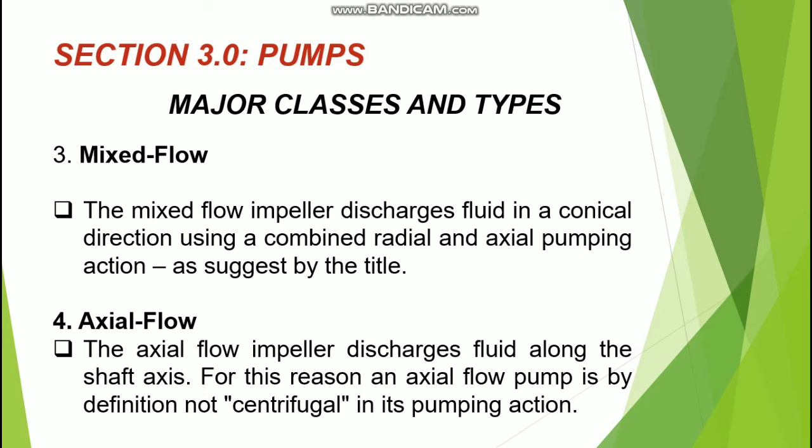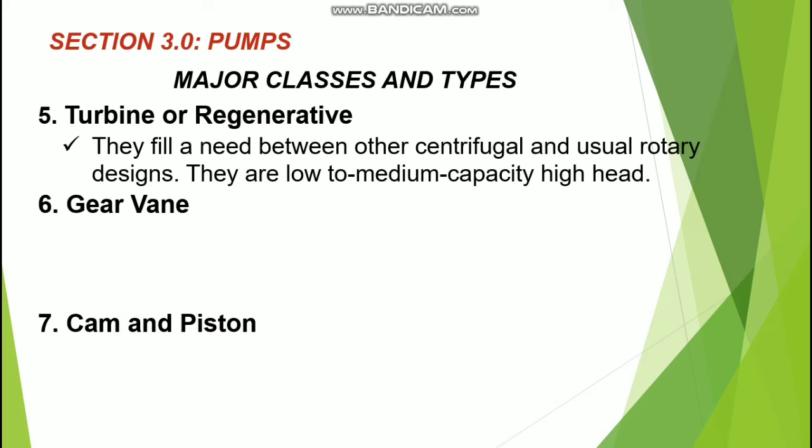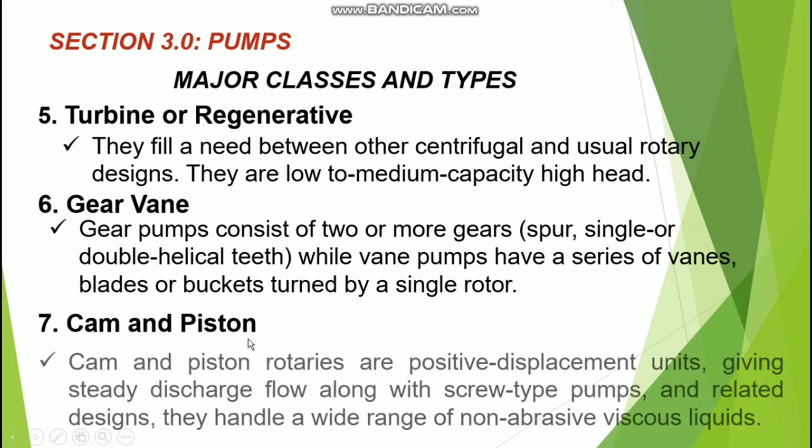Then the other type is the turbine or regenerative. So they fill a need between other centrifugal and usually rotary designs. They are low to medium capacity, high head. Gear pumps consist of 2 or more gears, spur, single, or double helical teeth, while vane pumps have a series of vanes, blades, or buckets turned by a single rotor. Cam and piston rotaries are positive displacement units, giving steady discharge flow along with screw-type pumps, and related designs they handle a wide range of non-abrasive viscous liquids.